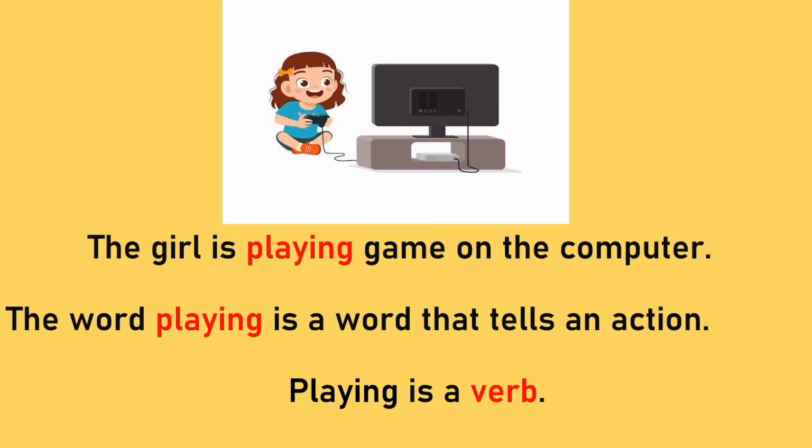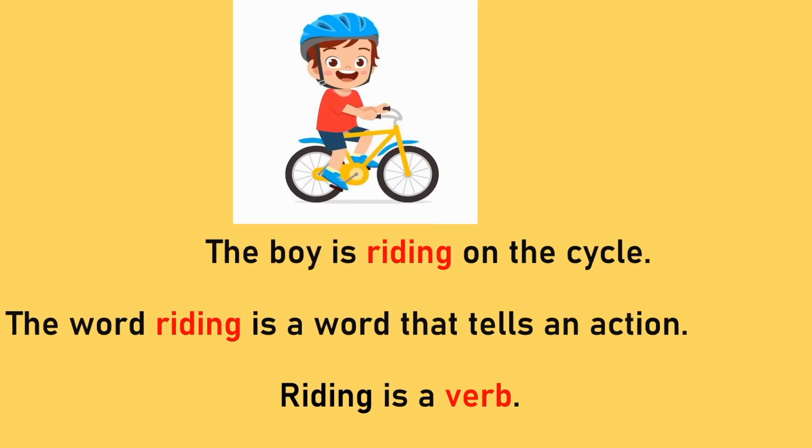The girl is playing game on the computer. The word playing is a word that tells an action. So here playing is a verb. Playing is a verb. The boy is riding on the cycle. The word riding is a word that tells an action. Riding is a verb. So here riding is a verb.